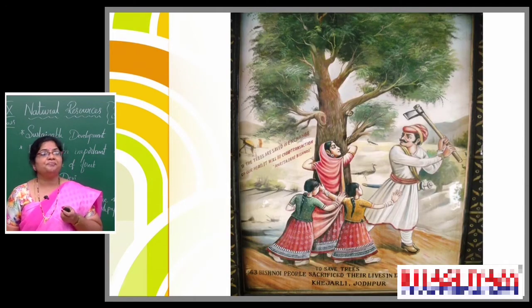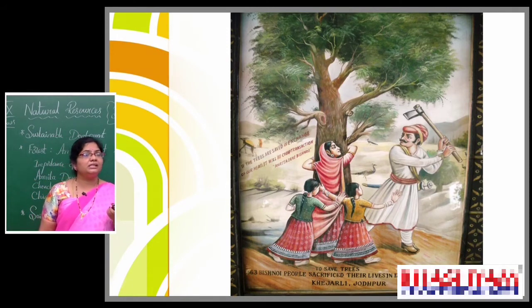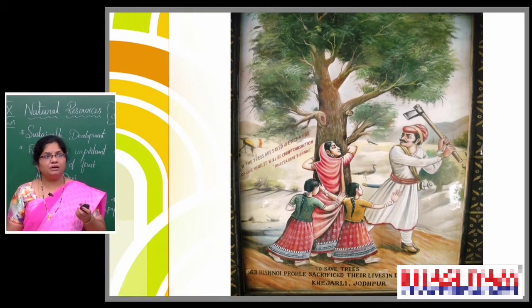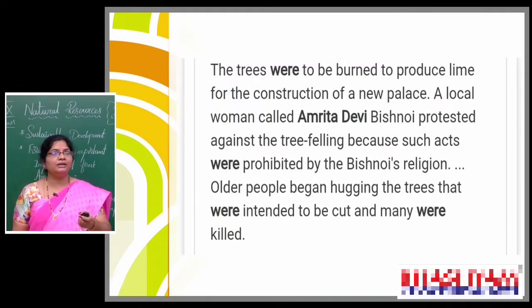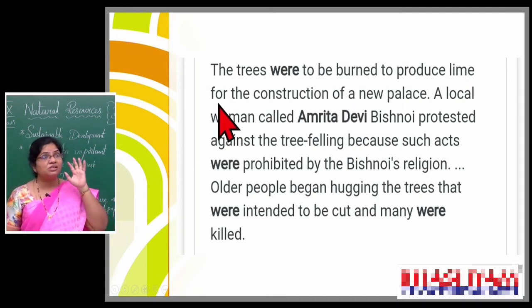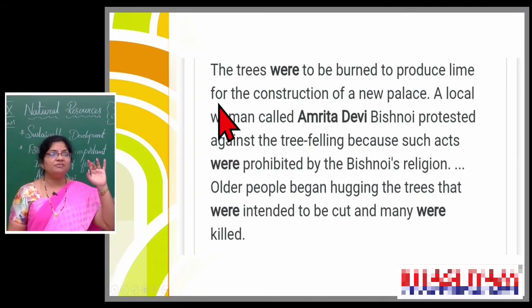Many people came on the instruction of the Jodhpur king. They wanted to take those trees from near Jodhpur because the king wanted to construct a palace. The trees were to be burned to produce lime, and with that lime they wanted to construct a new palace for the king.